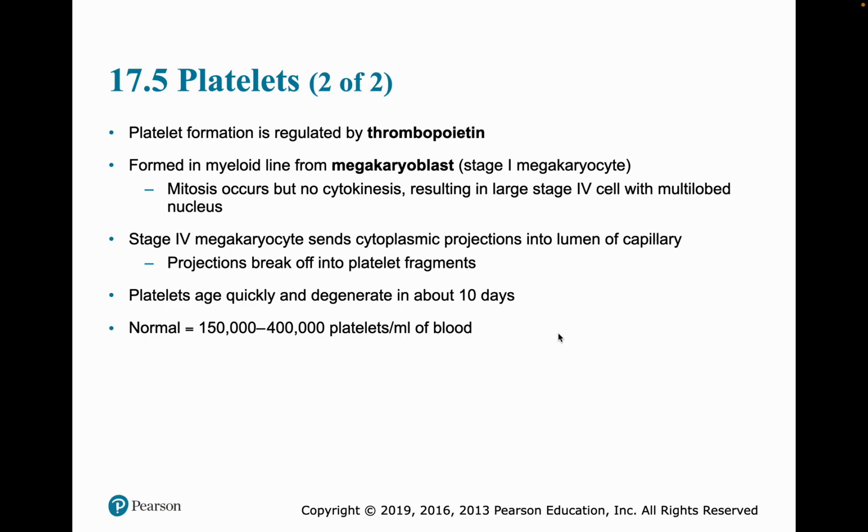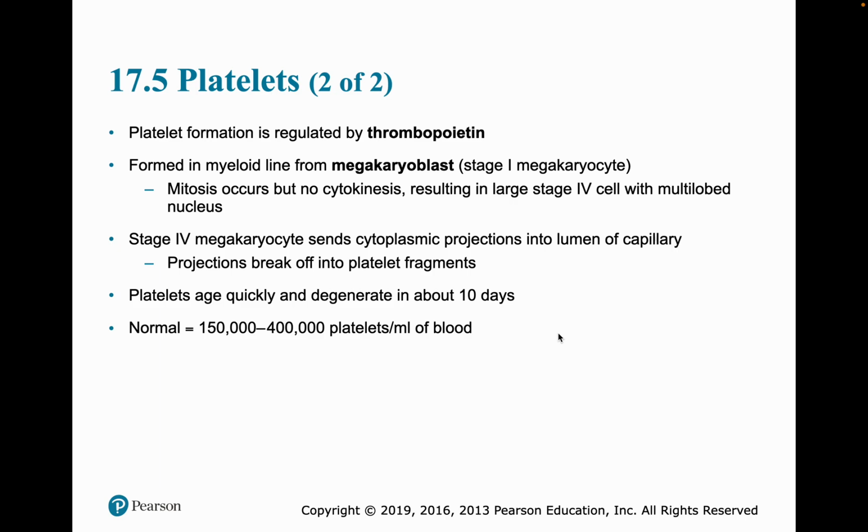Platelet formation is regulated by a hormone called thrombopoietin. It's formed in the myeloid line from the megakaryocyte, stage 1 megakaryocyte. Mitosis is going to occur, but no cytokinesis, so we end up with a very large stage 4 cell with a multi-lobe nucleus. That stage 4 megakaryocyte sends cytoplasmic projections into the lumen of the capillary. Those projections break off and become the platelet fragments. Platelets age quickly and degenerate in about 10 days.